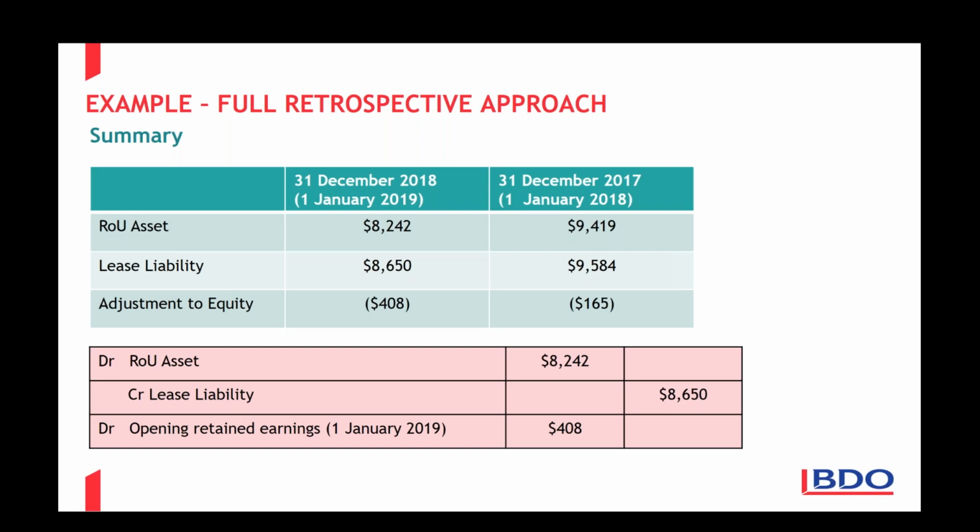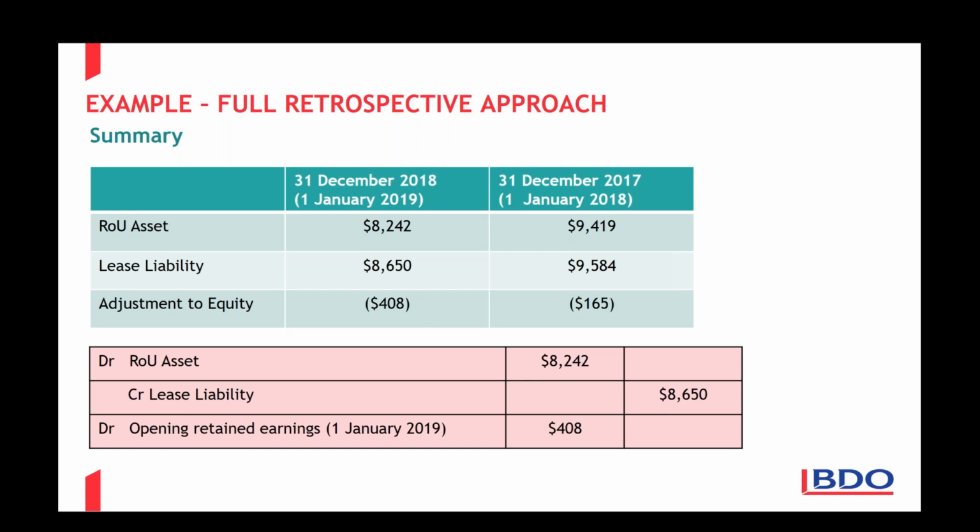So what we're doing here is, with a full retrospective approach, this is the information that I'll have to disclose in my financial statements. So my right of use asset at the end of my comparative year will have to be this 8242. And my lease liability at the end of the comparative year will have to be the 8650. And I'll have to have this adjustment to equity at the end of the comparative year, or actually on 1 January 2019.